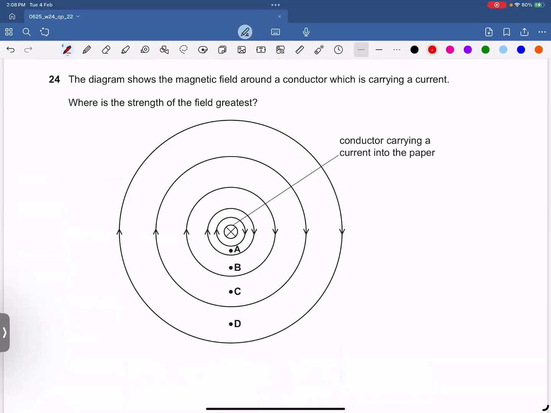There you go, we reach electricity block. The diagram shows the magnetic field around the conductor which is carrying the current. Where is the strength greatest? Two things. Strength is greatest near the conductor. Strength is greatest when lines are closest. So lines are closest certainly near the conductor, which is option A. Because as you keep going away, the lines get farther, magnetic field becomes weaker and weaker. We proceed to question number 25.